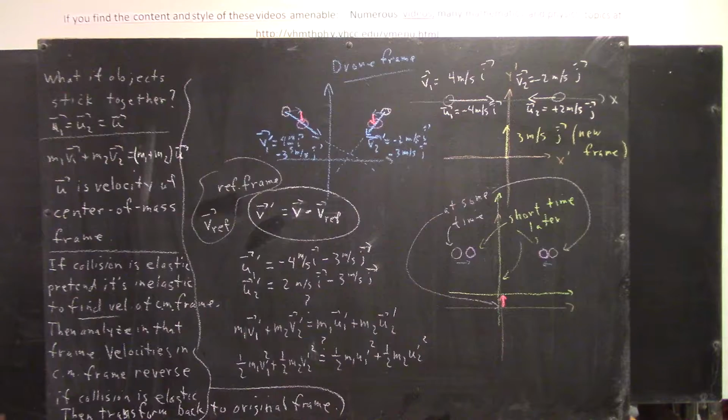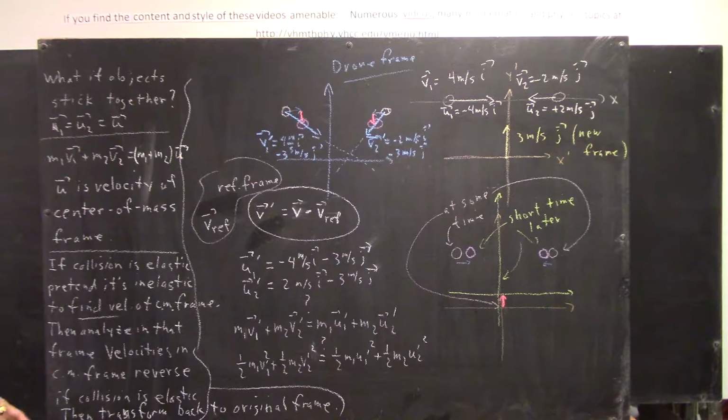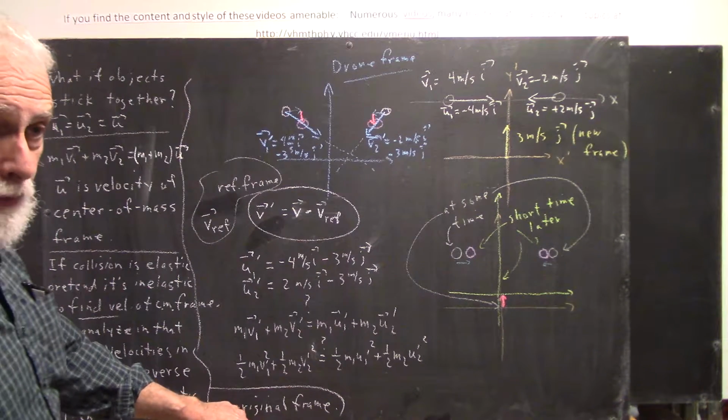Now all I've said here is if the collision's elastic, pretend it's inelastic to find the velocity of the center of mass frame. That's what we did here. Then analyze the collision in that frame. And the analysis is really simple. The two vector velocities simply reverse. The velocities reverse if the collision is elastic. Then we transform back into the original frame.